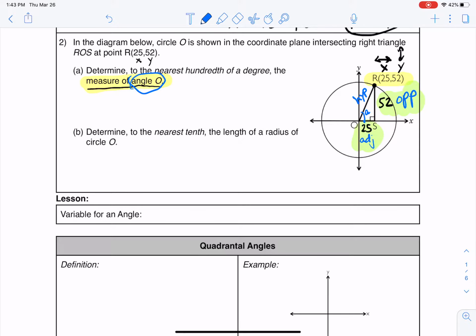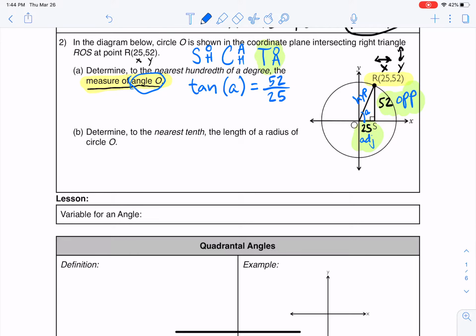And now, if we go to our acronym, SOHCAHTOA, which of my 3 ratios should I use? Okay, so you're right if you said tangent, because tangent relates the opposite side to the adjacent. All right, so let's write our equation here. So I'm going to write tangent of angle A, remember we don't know our angle, is equal to the opposite side, so 52, over the adjacent side, which is 25.